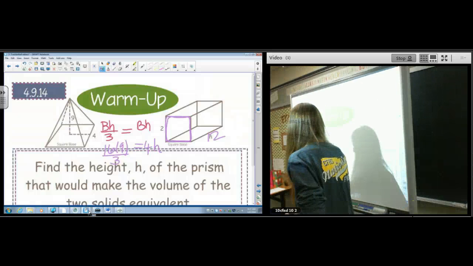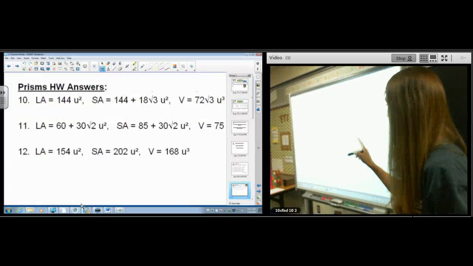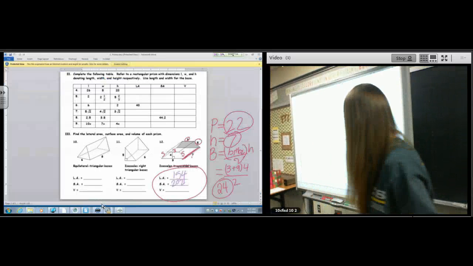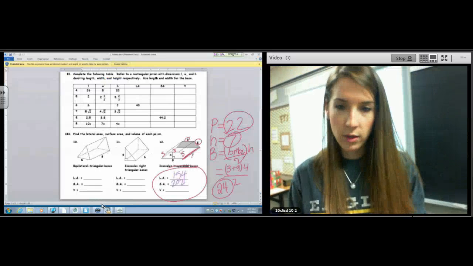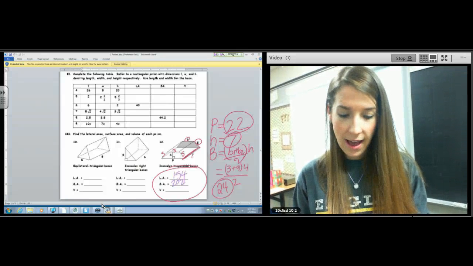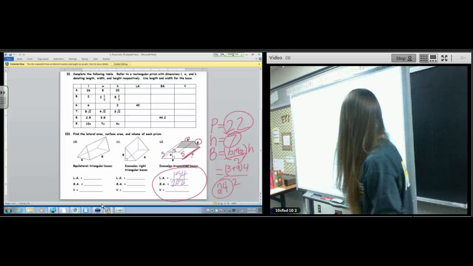Oops, sorry. Just make sure. 154, 202. Okay. We're doing it right. And then finally, the volume, base times height. You already have the base, it's 24. You already have the height, it's 7. And so that's how we get 168.